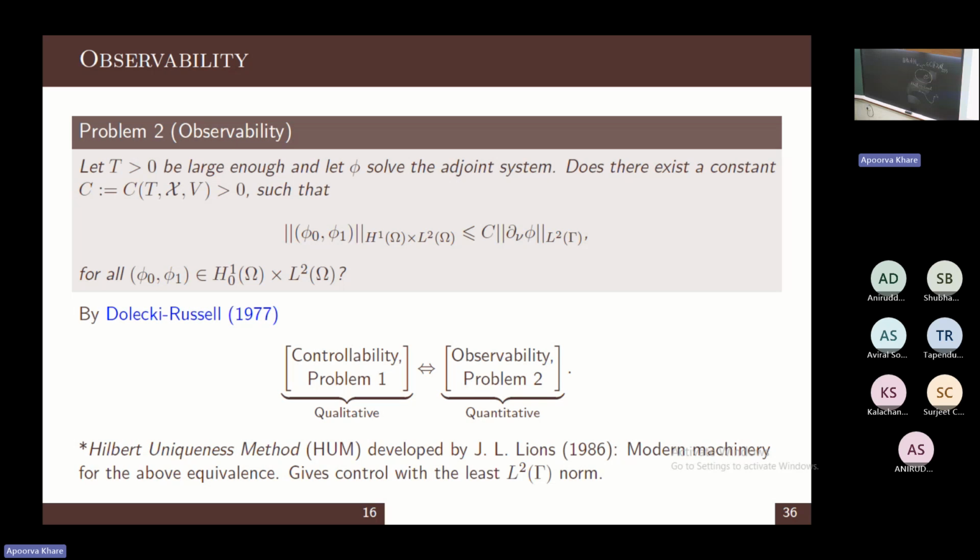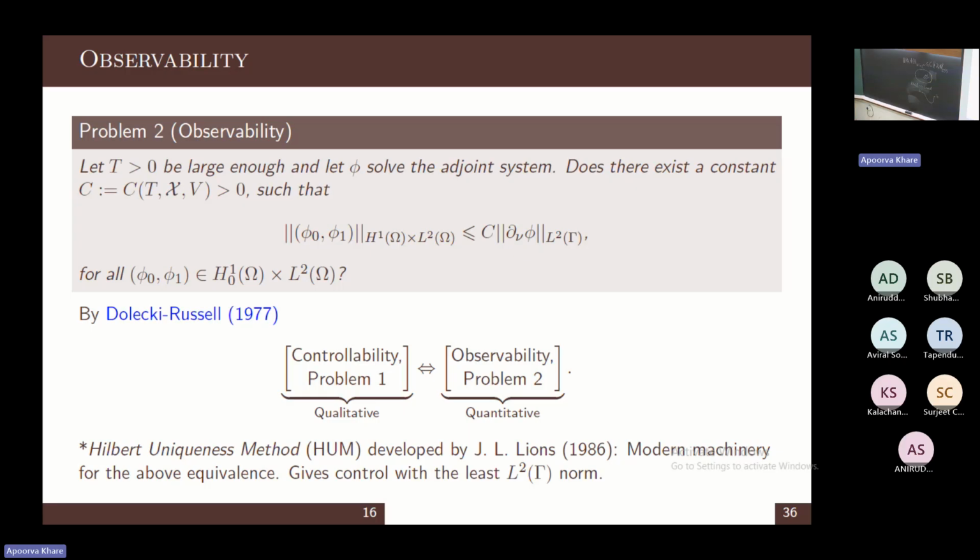Another result that should be mentioned here is the work developed by Lions in 1986, which is known as the Hilbert Uniqueness Method. So you basically construct some special Hilbert spaces. This just shows that these two are equivalent, but Lions' result gives you how to find the control.